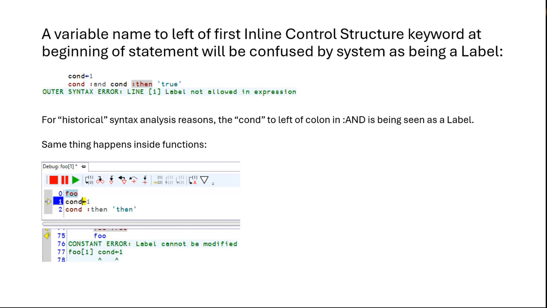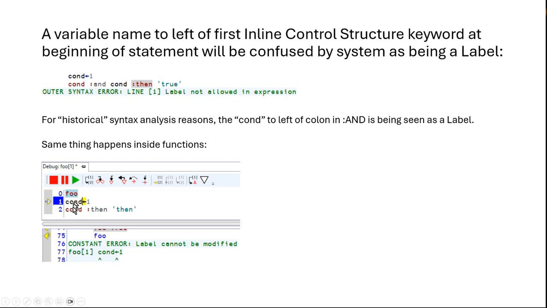Therefore, if I tried to evaluate this expression, I get an outer syntax error in this case, because this was done in immediate execution, and a label is not allowed inside of an expression. You can't define a label inside of an immediate execution expression. It's not valid there. If we phrase this inside of a function, we get a little different behavior, because in that case, the label is on line 2, and COND space colon is seen as being a label designation.